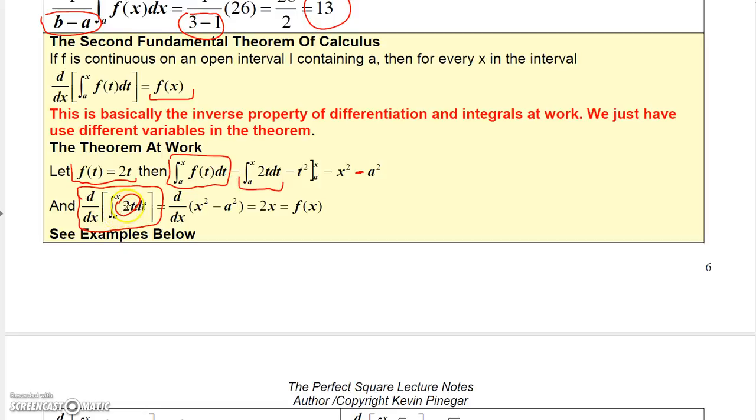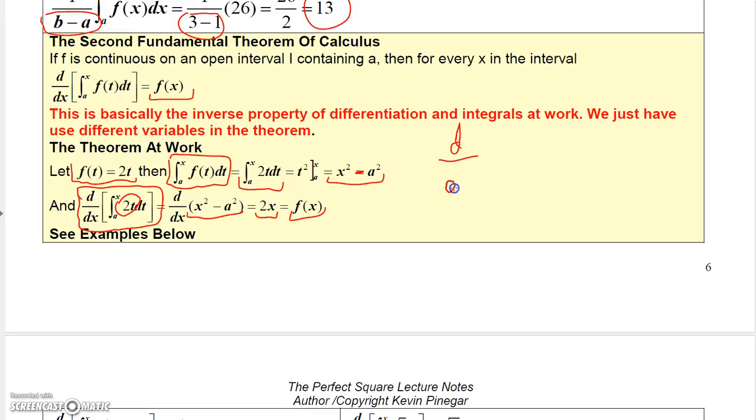All right, but let's say that you didn't trust it. So we would have to take the derivative of this integral. Well, up here we figured out what this integral is. It's x squared minus a squared, where a is a constant. You know the derivative of x squared minus a squared is just 2x. So you can see that you just get the same function evaluated at x.